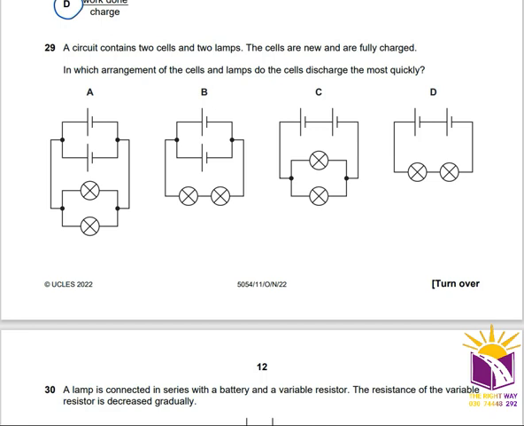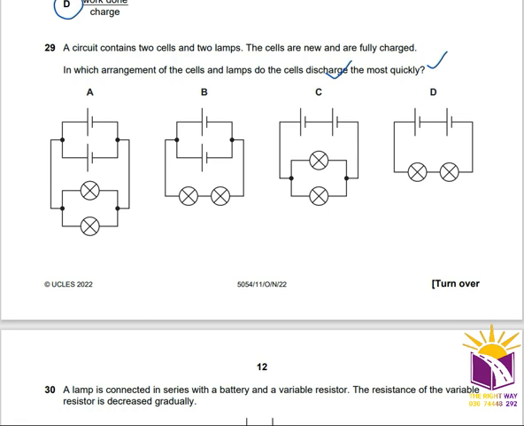Question number 29. A circuit contains two cells and two lamps. The cells are new and are fully charged. In which arrangement of the cells and the lamps do the cells discharge more quickly? If we arrange our cells in series, they are going to discharge quickly. So C or D could be the right option, because when our cells are in series, they could discharge quickly.